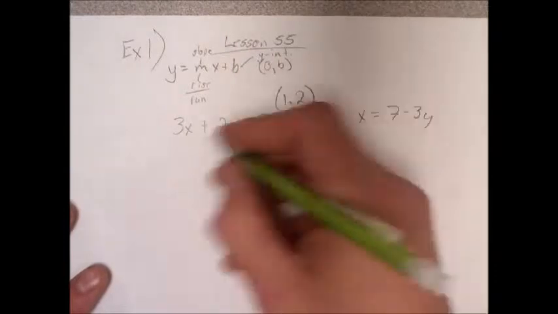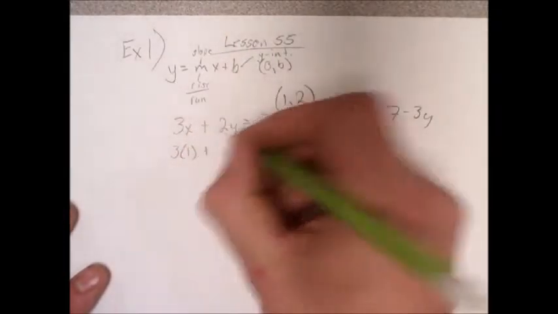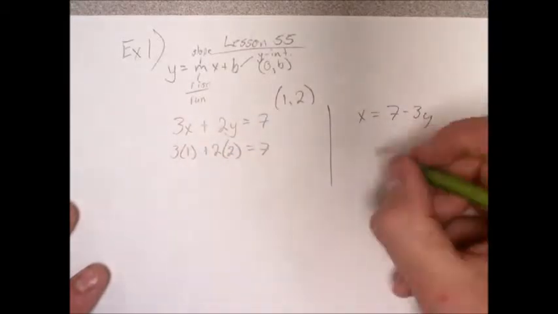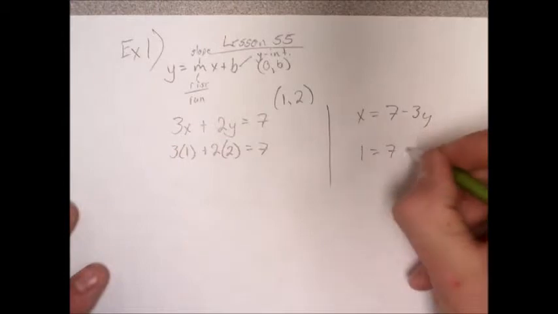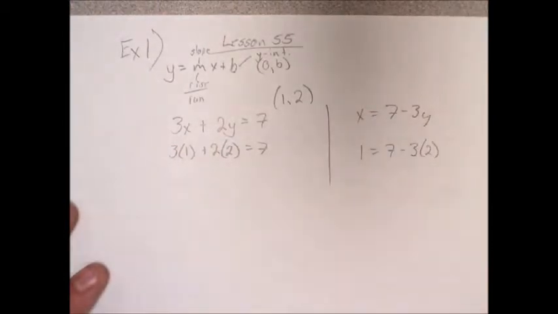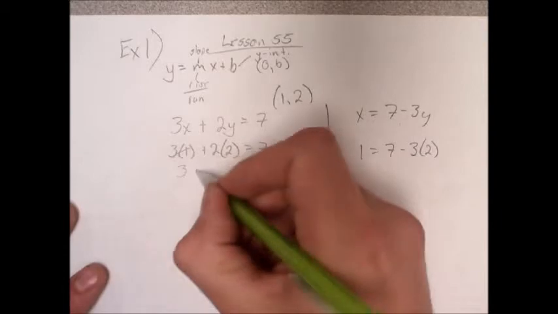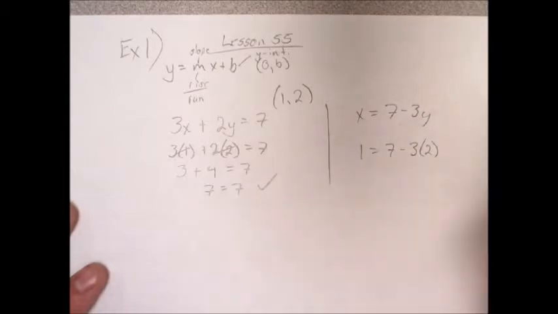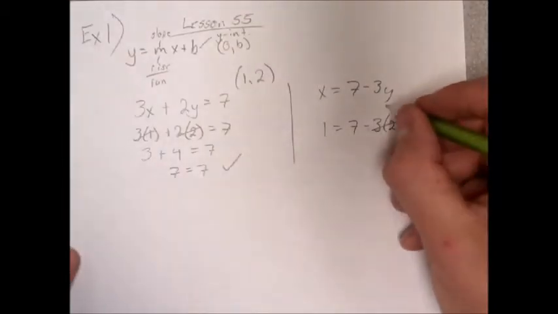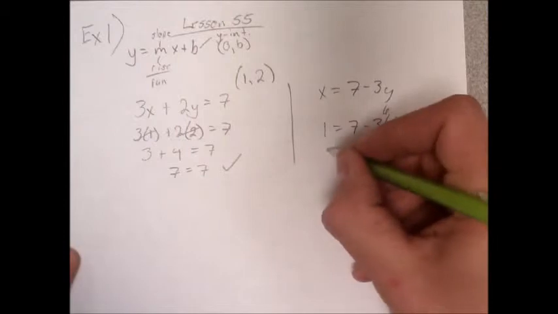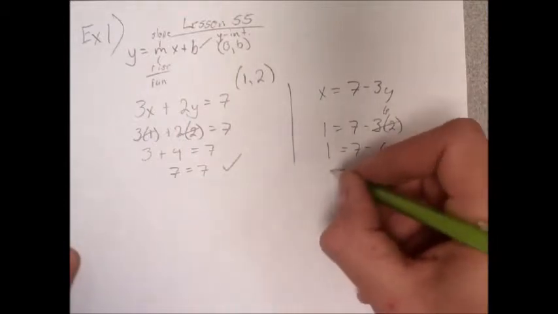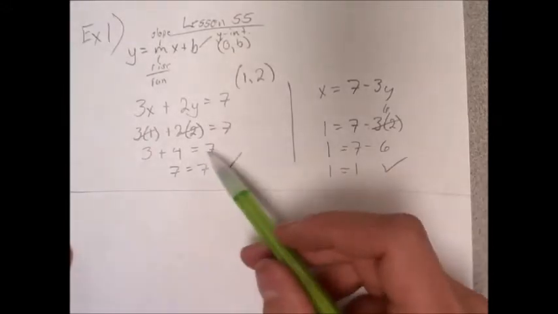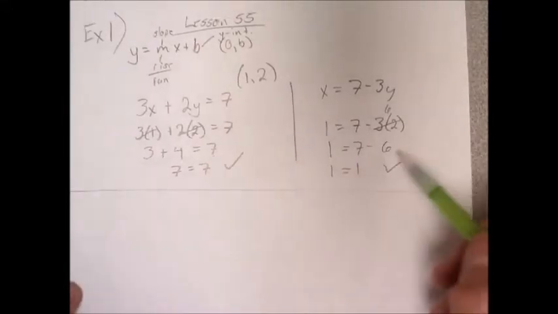So I take 1 and I plug it in for x, so 3 times 1, plus, and then I take my y and I plug it in for y, so times 2 equals 7. And we have to figure out if that's true or not. Same thing here, 1 = 7 - 3 times 2. So 3 times 1 is 3, plus 2 times 2 is 4, equals 7. 7 equals 7, so that's true. Here 3 times 2 is 6, 7 minus 6 is indeed 1, so 1 does equal 1, so it's true. Since it's true for both of the equations, it is true for the entire system.